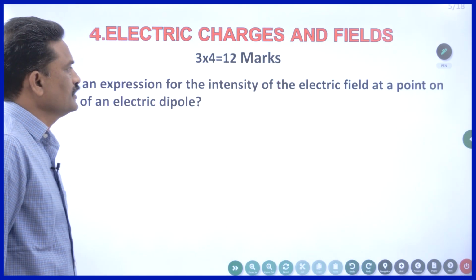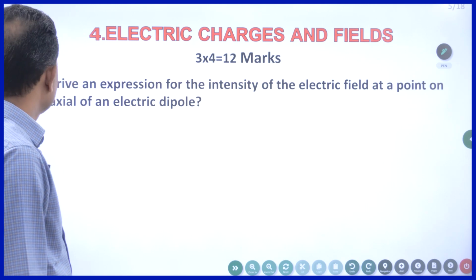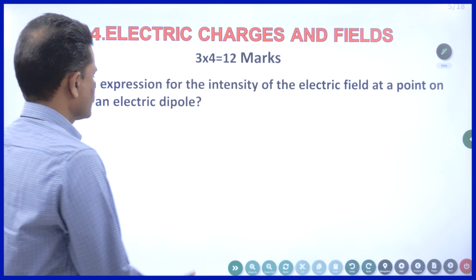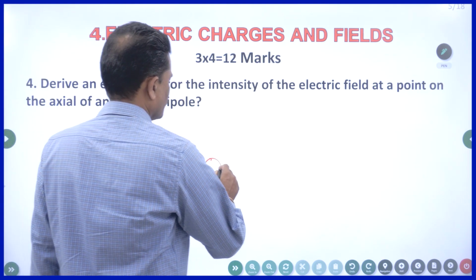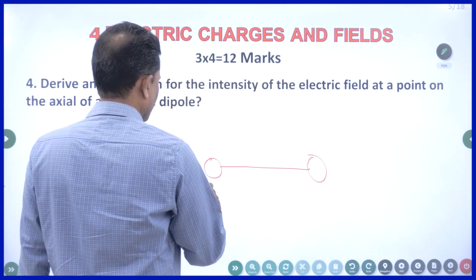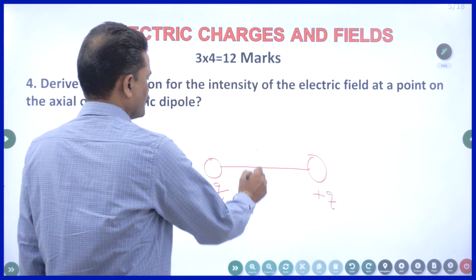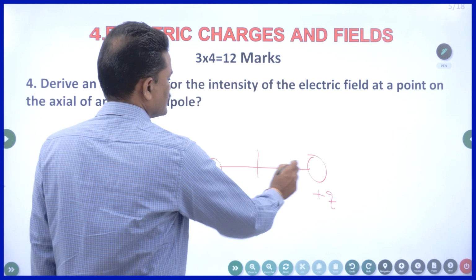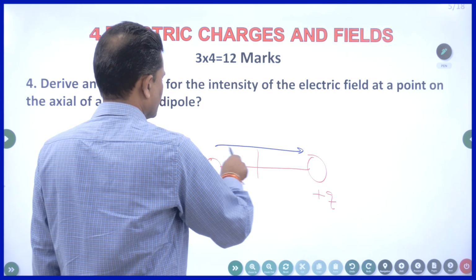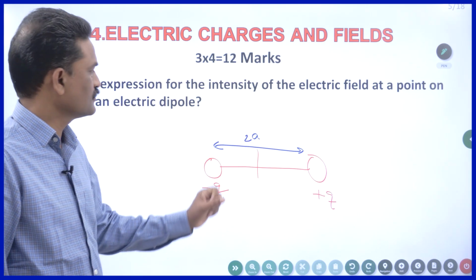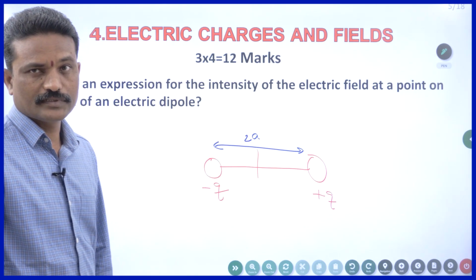Derive an expression for the intensity of electric field at a point on the axial line of an electric dipole. Just now we discussed what we mean by an electric dipole. This is an electric dipole having minus q and plus q. The length of the dipole is always taken as 2a, because this is a and this is a, so the total length becomes 2a. That is the convention. Is this clear?